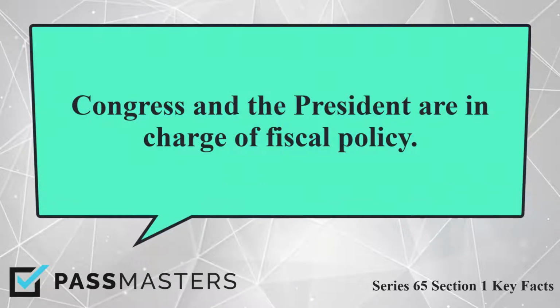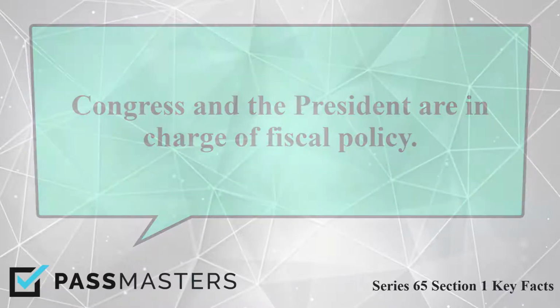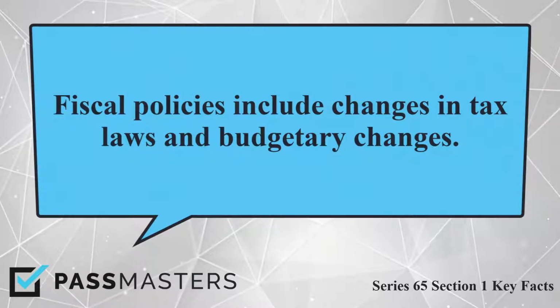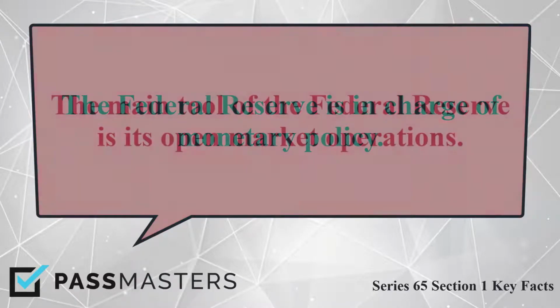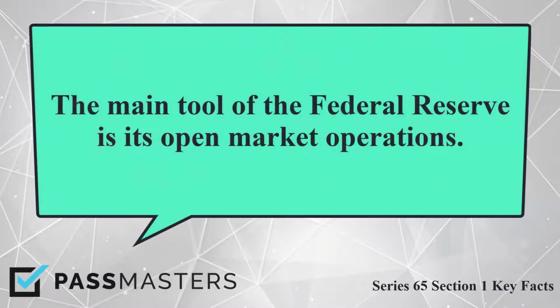Congress and the President are in charge of fiscal policy. Fiscal policies include changes in tax laws and budgetary changes. The Federal Reserve is in charge of monetary policy. The main tool of the Federal Reserve is its open market operations.